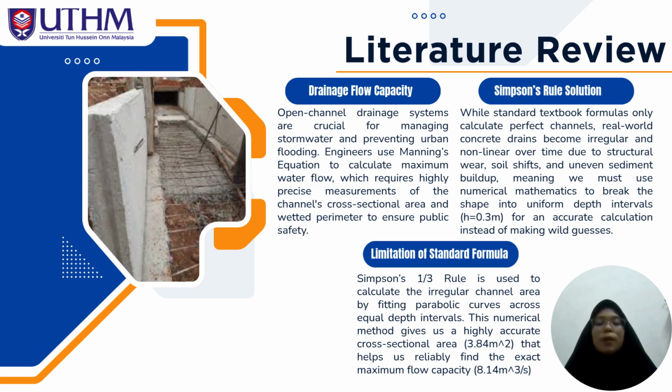To overcome this without making any wild guesses, we must implement the numerical method to break this unpredictable profile into a uniform depth interval h equal to 0.3 meter. Finally, looking at our Simpson's rule solution, we apply Simpson's 1/3 rule to mathematically integrate the top width function. This numerical integration yields a highly reliable, precise cross-sectional area of 3.84 meters squared. By putting the verified area into the main equation, we can confidently calculate the true maximum flow of 8.14 meter cube per second. Thank you.